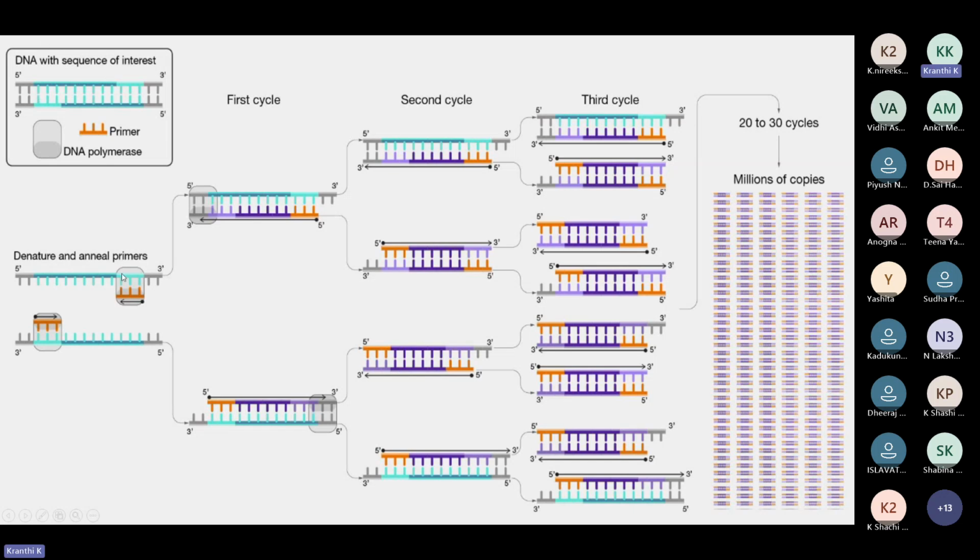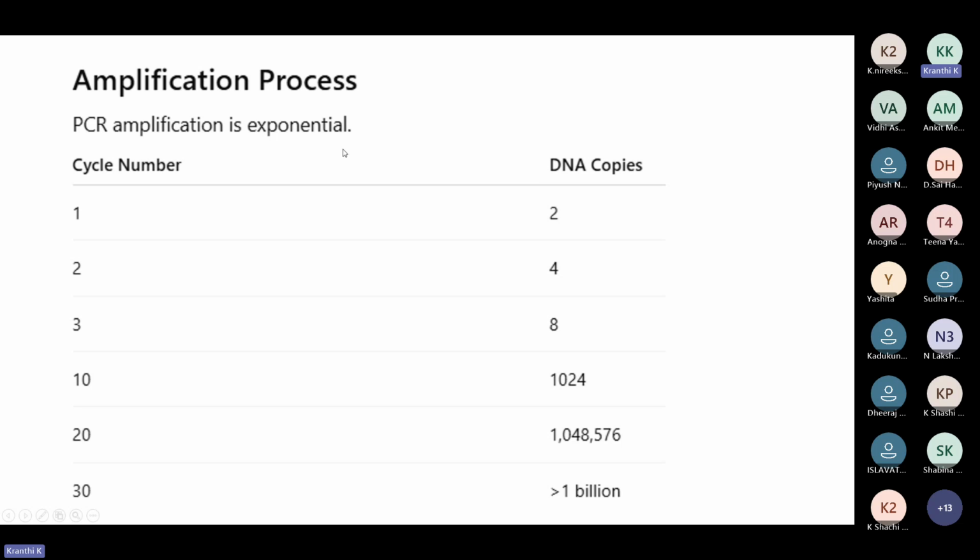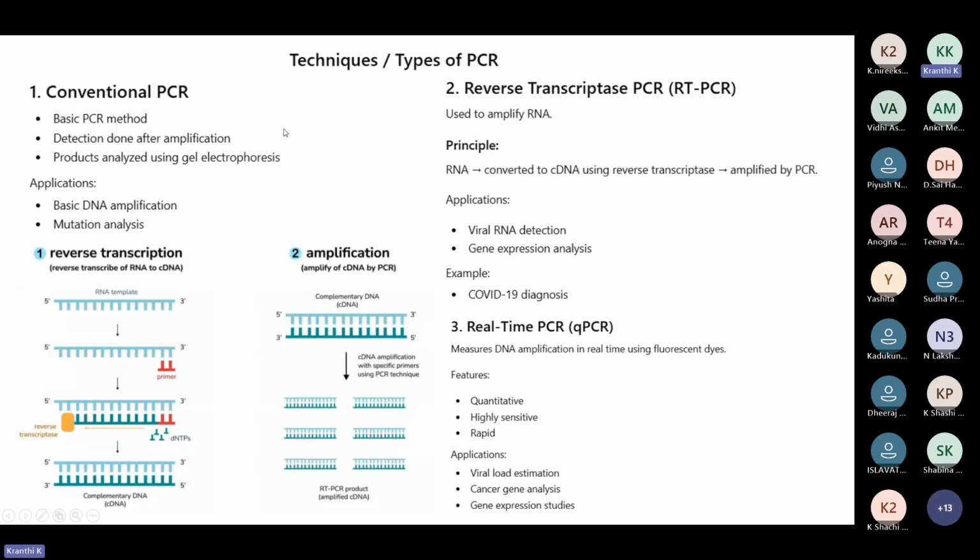First cycle, it gives 2, then 4, 8. With 20 to 30 cycles, you will get millions of copies. Clear? So how is the amplification? 1, 2, if it is second cycle, 4, like that. So with 30 cycles, you will get more than a billion. Clear?